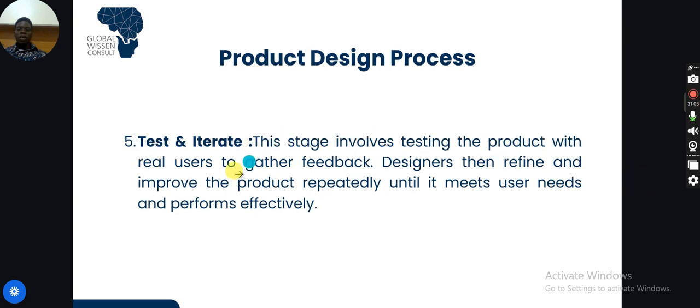Now, one of the final stages: test and iterate. This stage simply involves testing the product with real users to gather feedback, and designers refine and improve the product repeatedly until it meets the user needs and performs effectively.